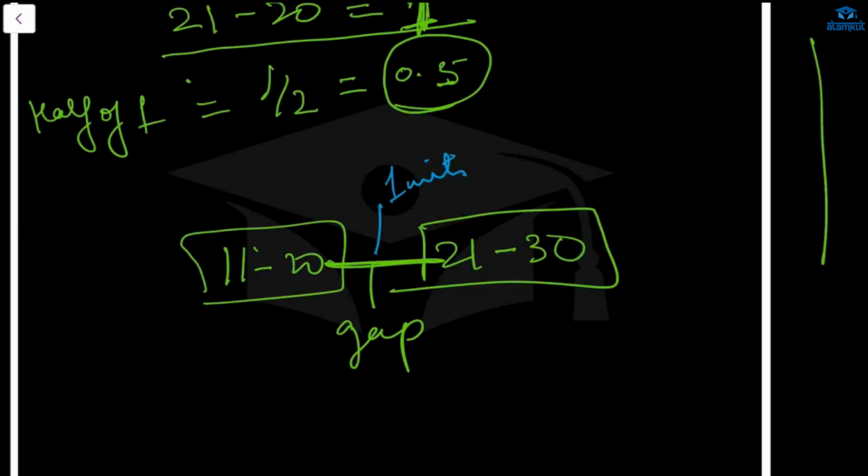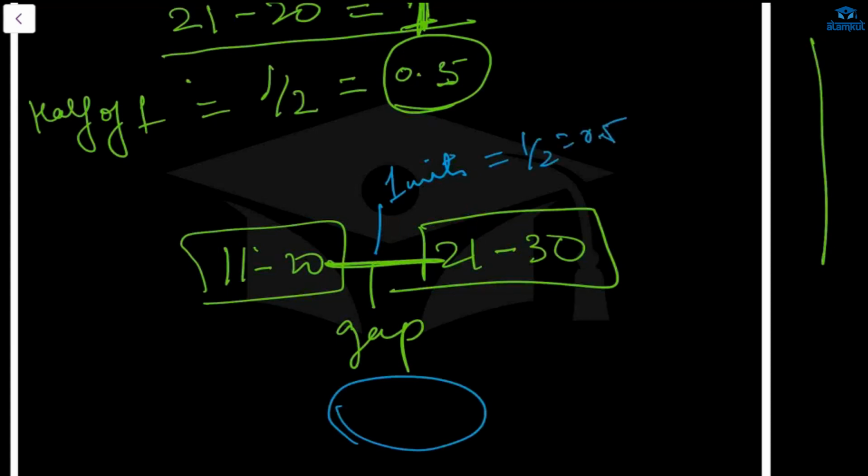Now since the gap is of 1 unit, we are going to half it, because you have to divide it between two. There are not 3 units here, there is no third one in which you have to fill the gap. Only two are there to fill this gap, so that's why we are taking half. Half of 1 unit is 0.5.